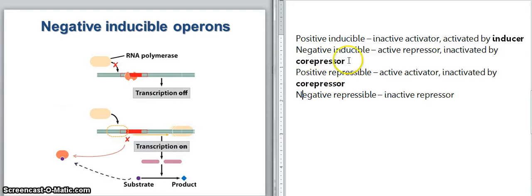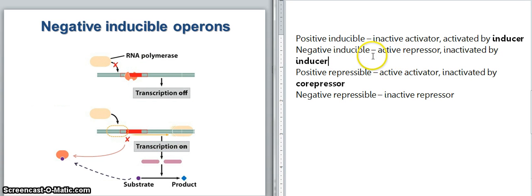Alright, so I need to correct something here because last time I said this was a co-repressor. This is actually an inducer. So I just went back to the negative inducible. Here we have an active repressor, and the substrate comes on and induces transcription. So it's still an inducer.